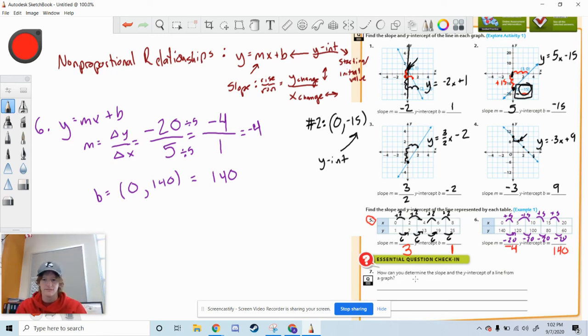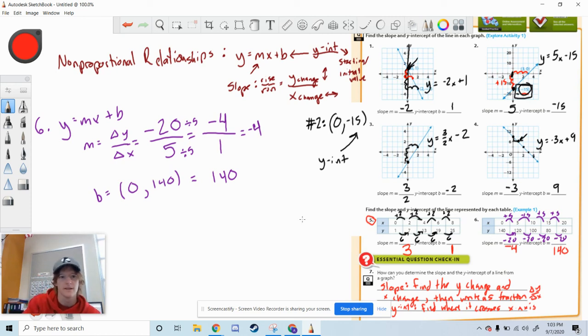Number 7, how can you determine the slope and the y-intercept of a line from a graph? Well, let's talk about slope. We're going to find the y change and x change, then write as fraction. Change in y over change in x. For the y-intercept, we just find where it crosses the y-axis.